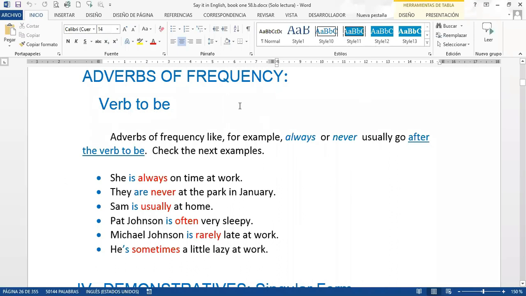Okay, then we have adverbs of frequency. Very important, adverbs of frequency are very important. Adverbs of frequency, like, for example, always or never, usually go after the verb to be. Check the next examples. For example, she is always on time at work. They are never at the park in January.